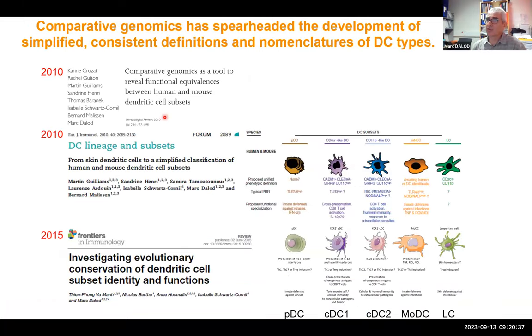So to finish this first part, this comparative genomic approach allowed us to spearhead the development of a simplified and consistent definition of DC types with a simplified nomenclature, which is something that people outside of the DC field are often craving for because they think that there are too many subsets and that it's too complex. But in fact, you can nail it down to major DC types that are conserved across tissues, species, and activation conditions, especially type 1 conventional dendritic cells and type 2 conventional dendritic cells.